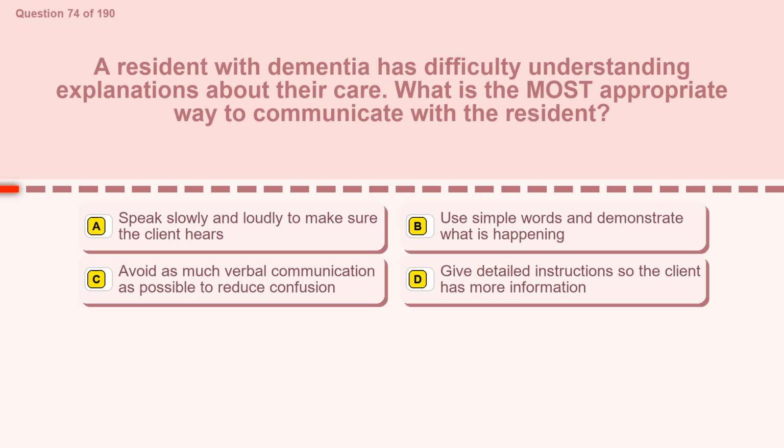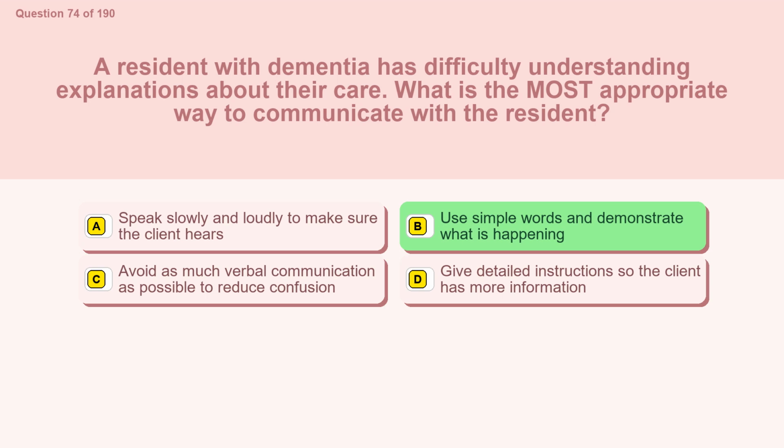Question 74. A resident with dementia has difficulty understanding explanations about their care. What is the most appropriate way to communicate with the resident? Option A, speak slowly and loudly to make sure the client hears. Option B, use simple words and demonstrate what is happening. Option C, avoid as much verbal communication as possible to reduce confusion. Option D, give detailed instructions so the client has more information.